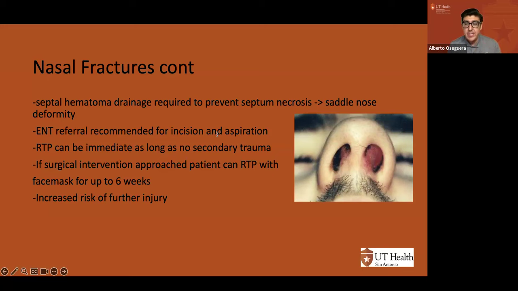If they ultimately do decide to undergo surgical repair, either because they wanted to delay any sort of reorientation or reduction of the fracture, or the fracture was just so displaced you couldn't reduce it, then it'll be important to protect that nose post-op with a face mask, usually for about 6 weeks, but that can be dictated more by ENT, again, to decrease risk of further injury.